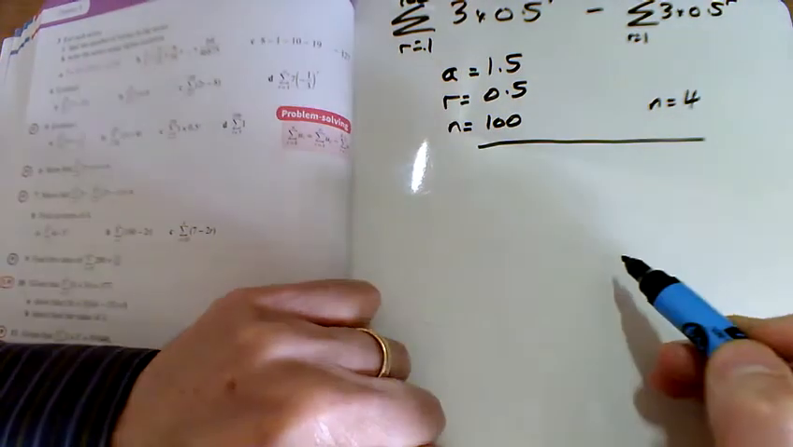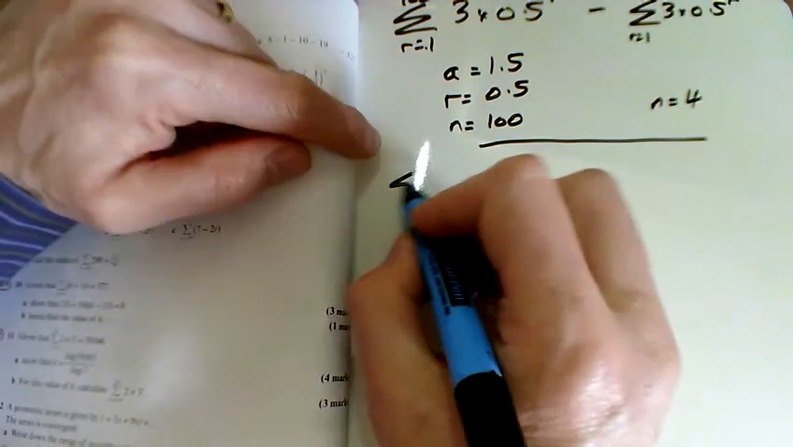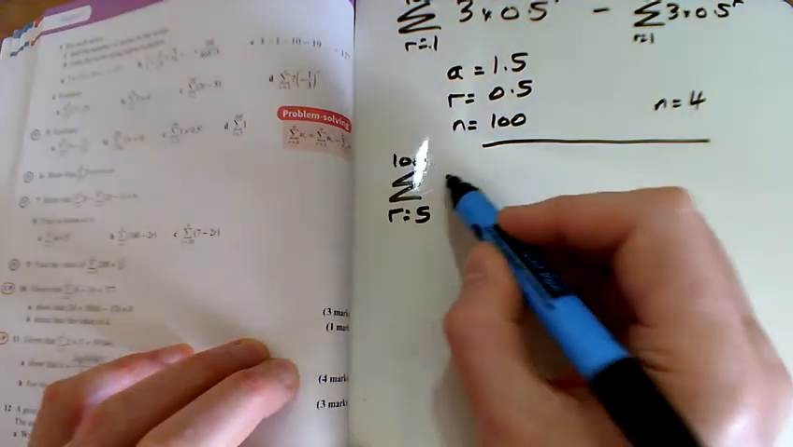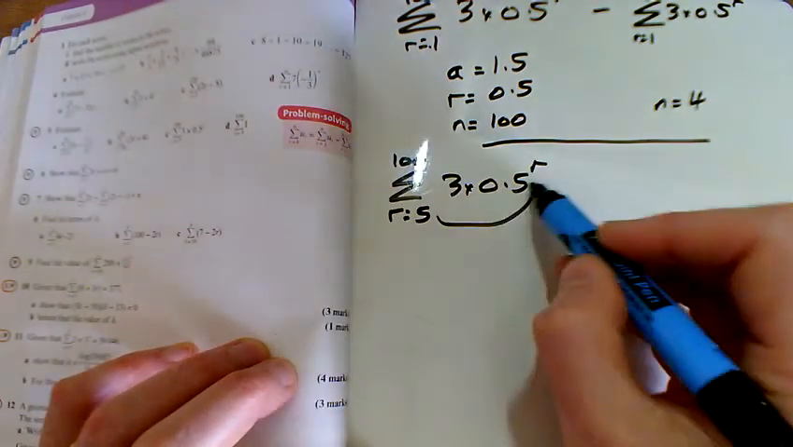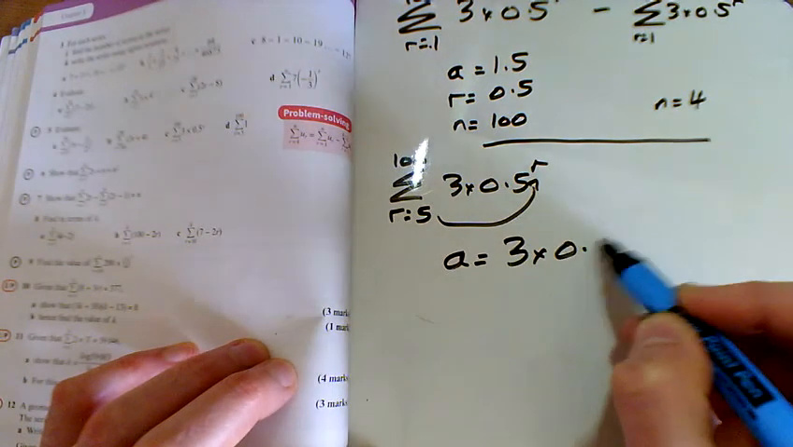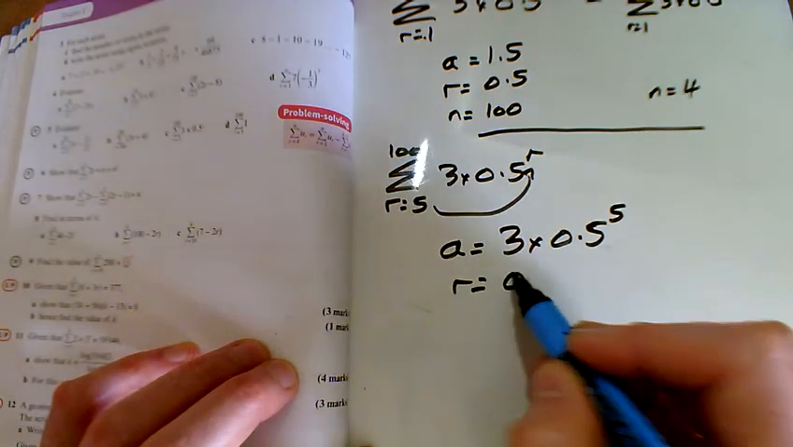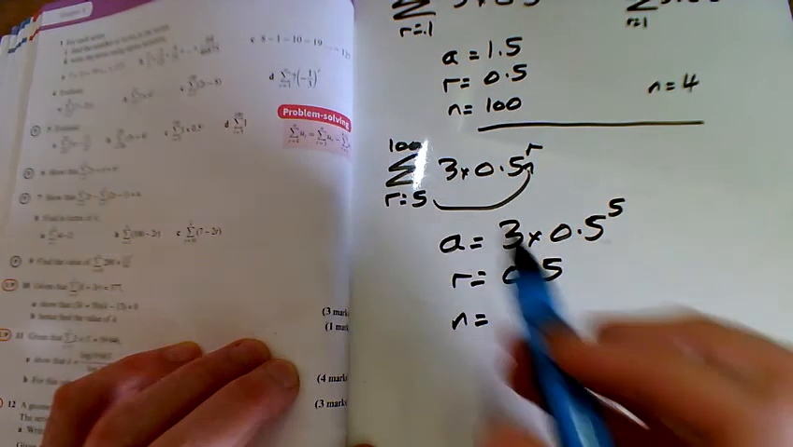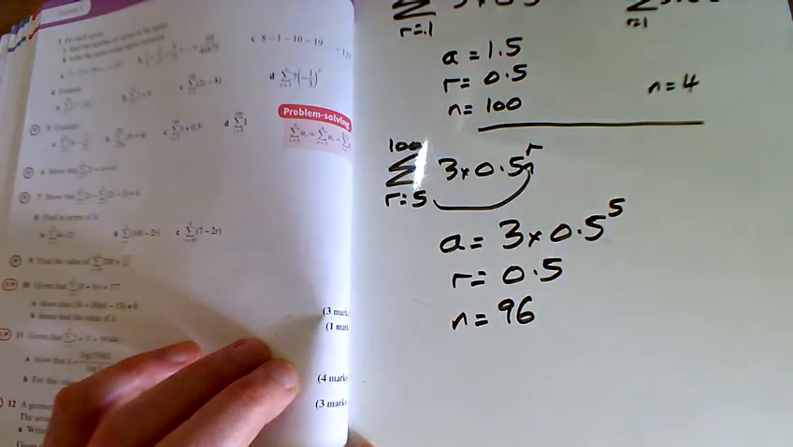The cleverer way to do it, though, is actually just to move it up a little bit and say, well, let's actually start at the 5th one. And so if we start at the 5th one, so put the 5 in there, and your first term is 3 times 0.5 to the power of 5. r is 0.5 still every time. And this time we're not doing all 100 of them, but we're just doing 96 of them. That's from 5 all the way up to 100.